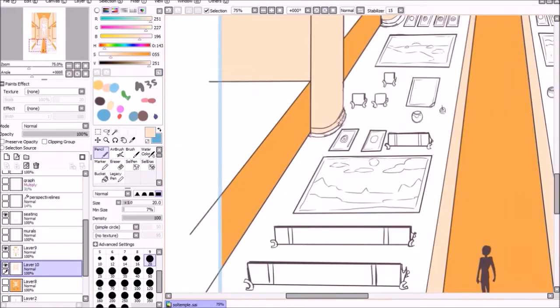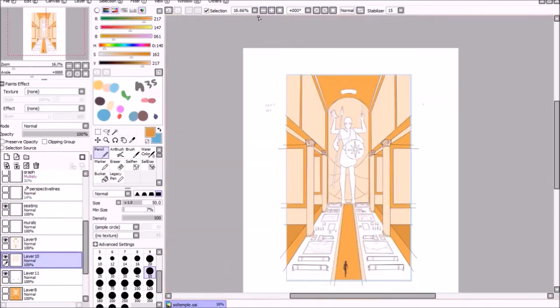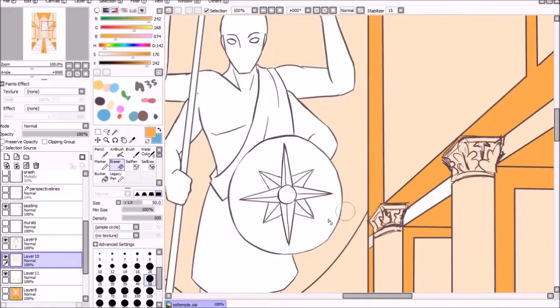So for coloring, I kept the colors very monochrome. Partly that was just to get the kind of solid gold, really intimidating look for the temple, but in all honesty, I was also sort of running out of steam on the piece, so I just wanted to keep the coloring pretty easy.